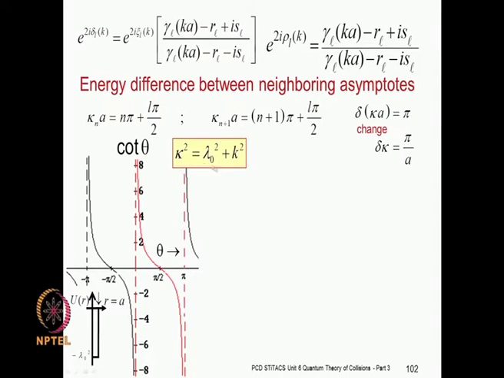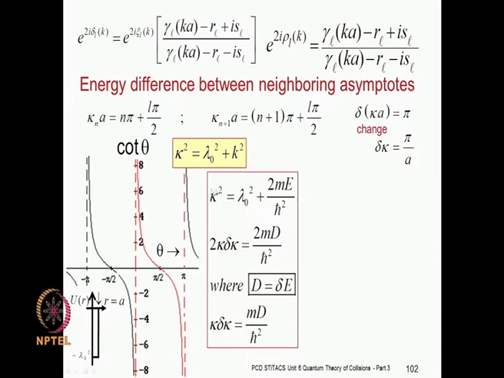So, now you have kappa square equal to lambda 0 square plus k square. So, from this we can take the derivative. So, you get 2 kappa delta kappa from the left, and this one is just the depth of the potential. So, that does not change, and then you have the 2m over h cross square d, because E is h cross square k square over 2m, okay.